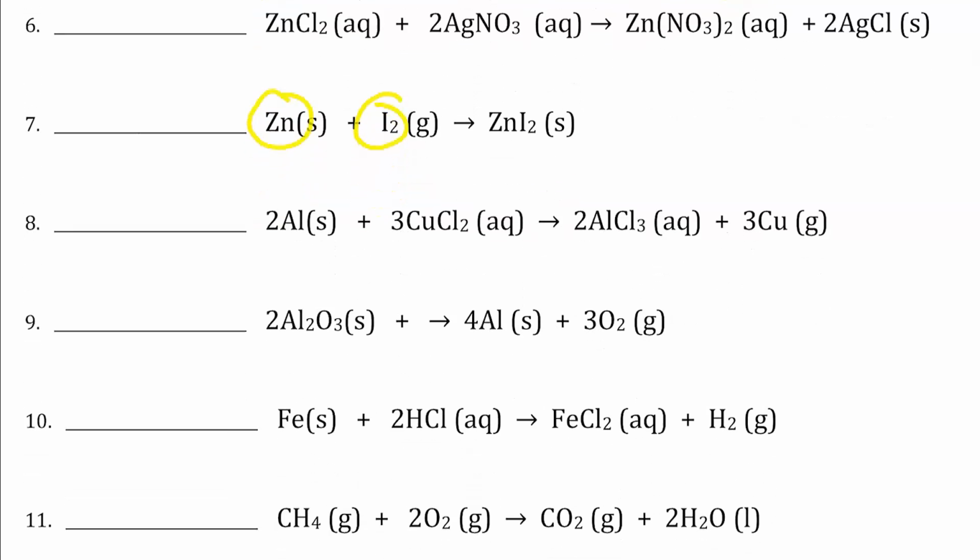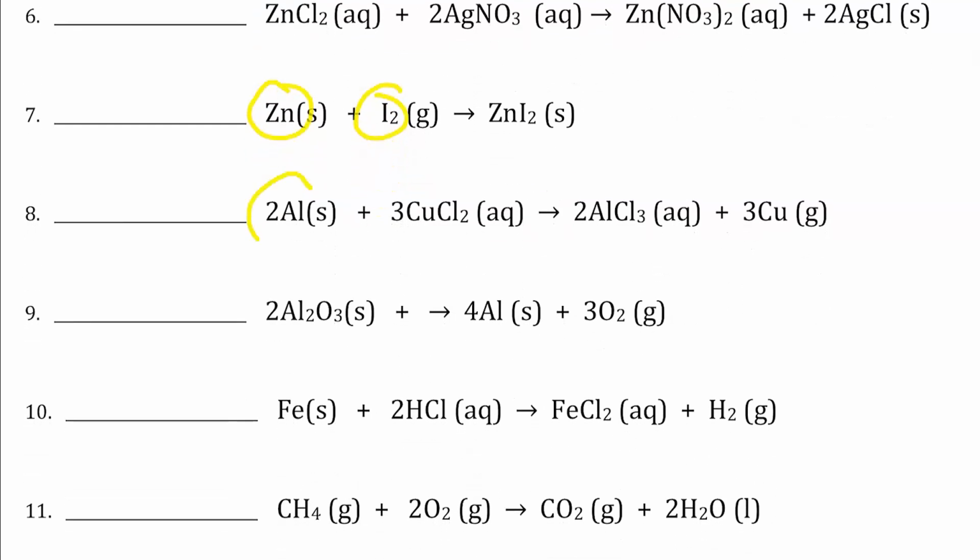How about number 8? Oh my gosh, there's the aluminum. There's the copper. Standalones. Okay? That means we have, my friends, a redox reaction. Copper is a 0 on one side. Aluminum is not a 0 when it's bonded. Okay? And again, this is another example of a single replacement.